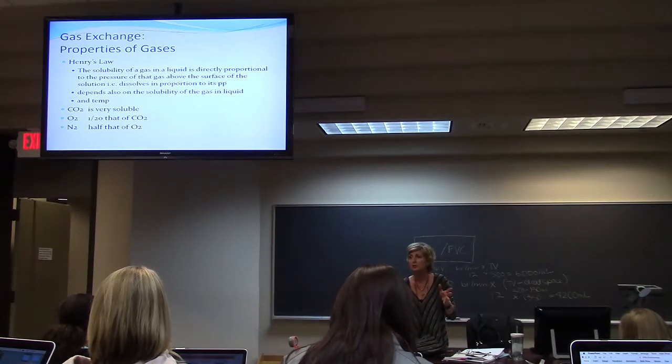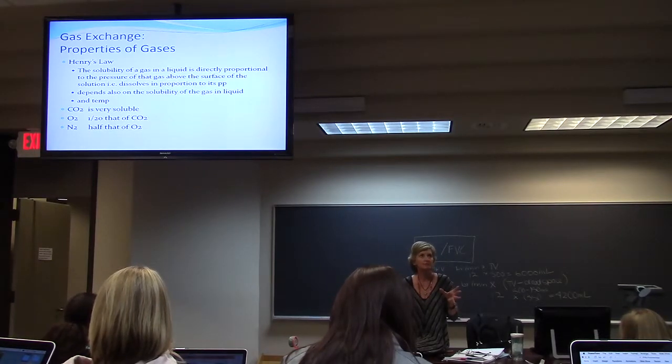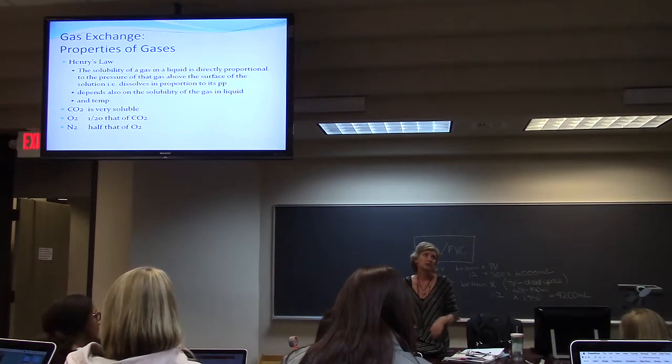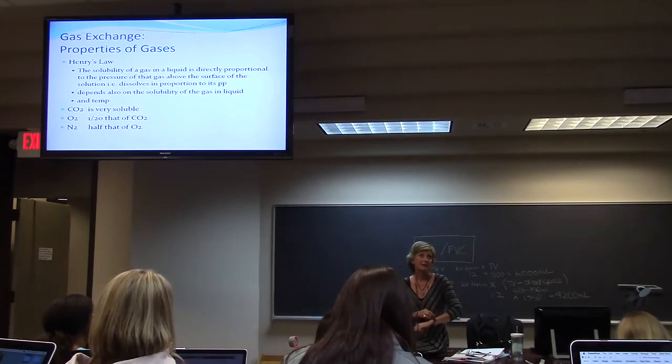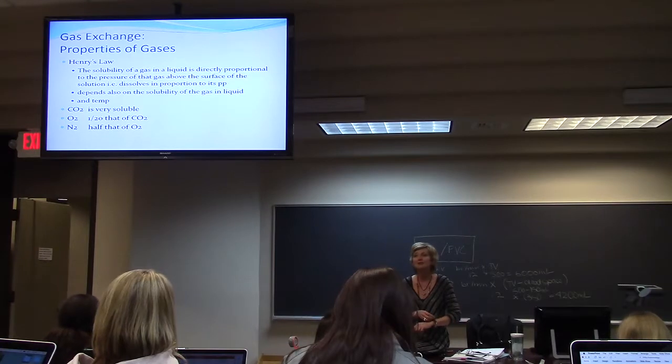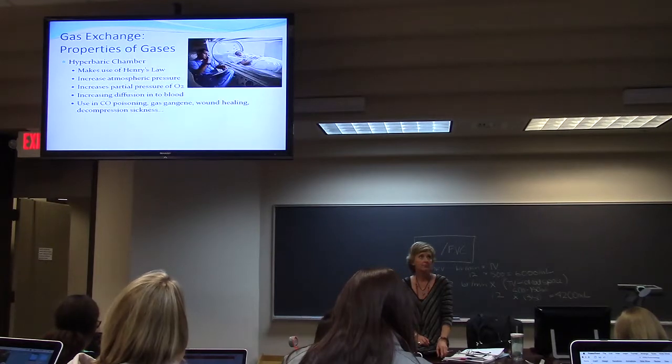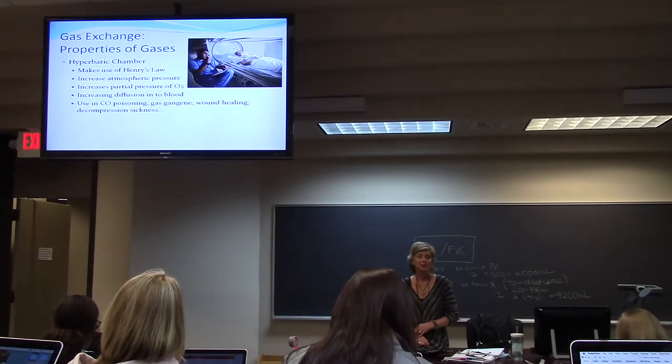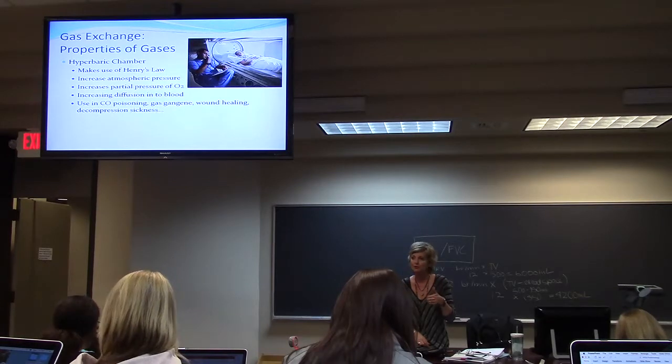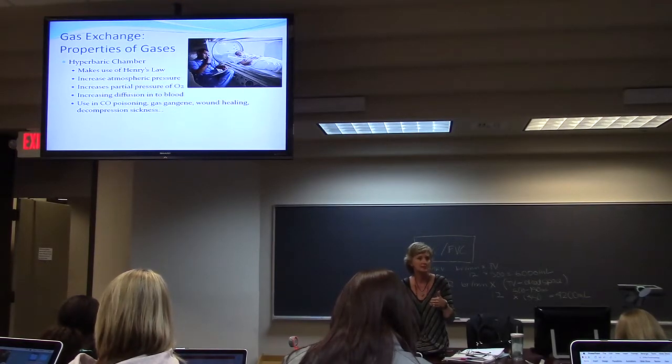And in that case, that's what we're trying to do, make use of Boyle's law and Henry's law to increase oxygen. It's also dependent on the temperature. We can't have a lot of variability with that either. So CO2 is very soluble, oxygen is a 20th of CO2, and nitrogen is even less soluble. And we don't use it that way anyway. So in a hyperbaric chamber, you increase the pressure, that increases the partial pressure of oxygen, and therefore increases the solubility of oxygen, and it's just a way to help saturate the blood with oxygen.